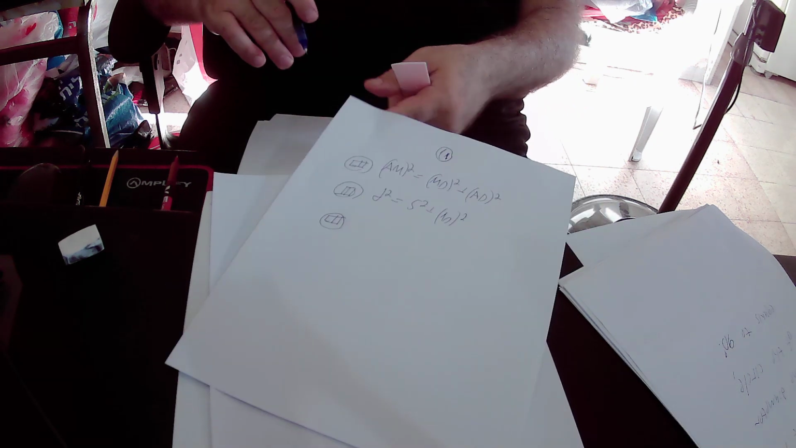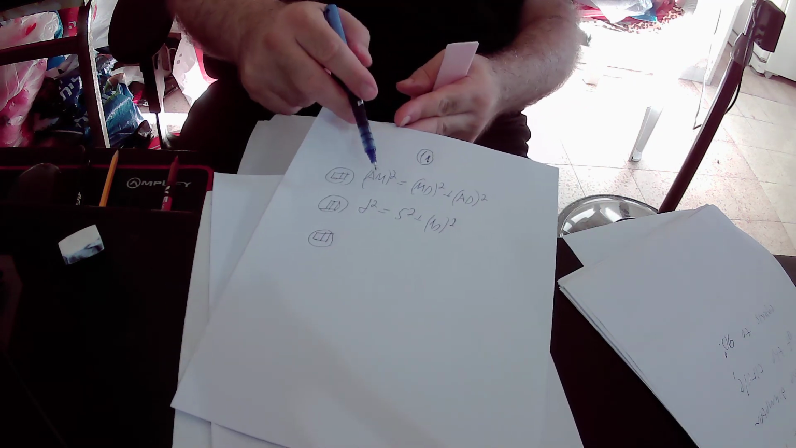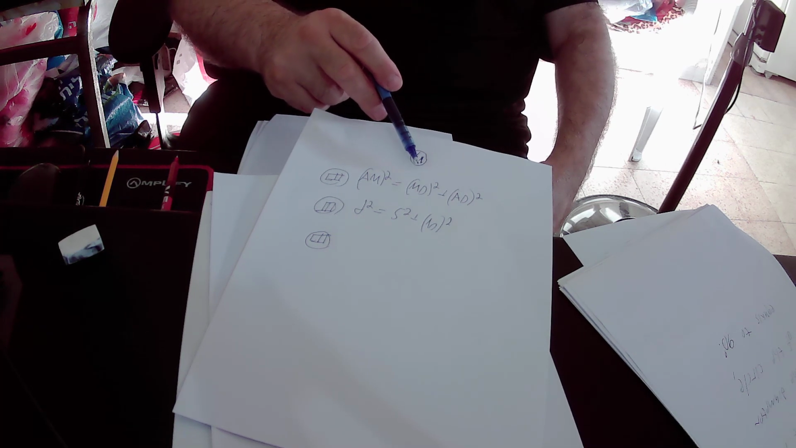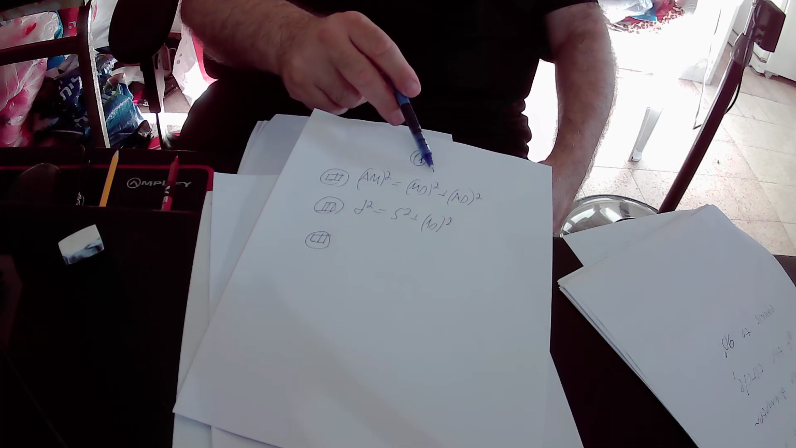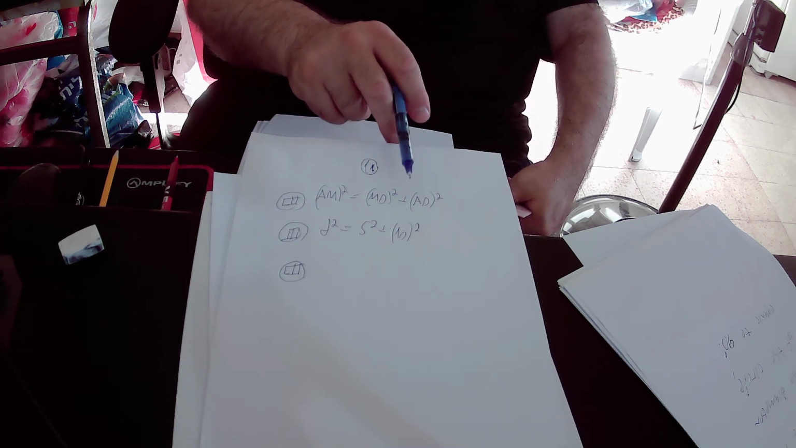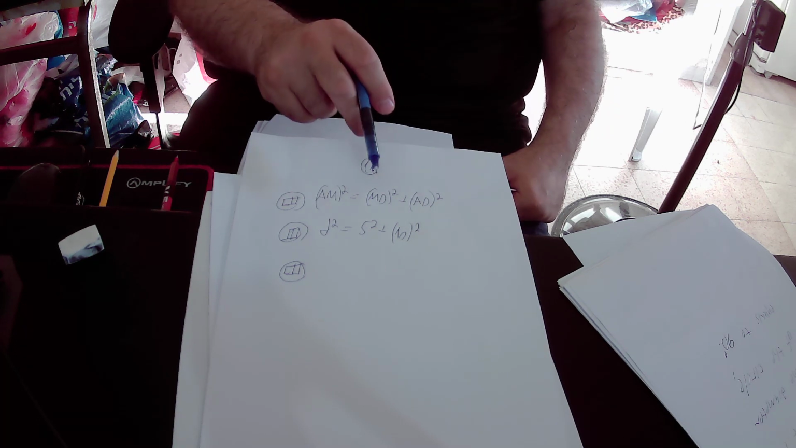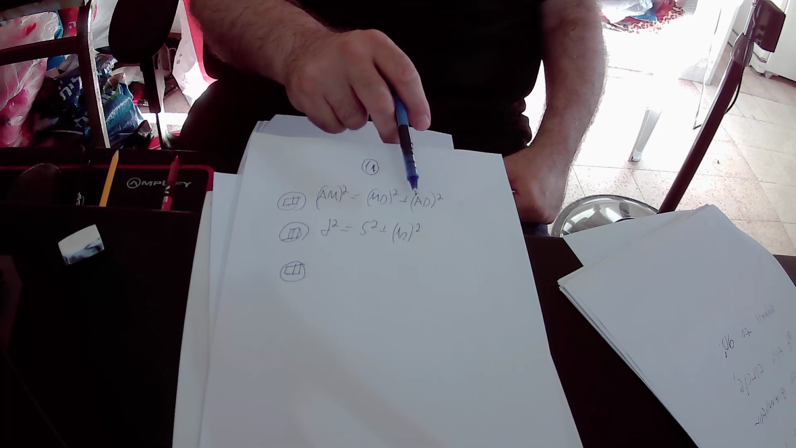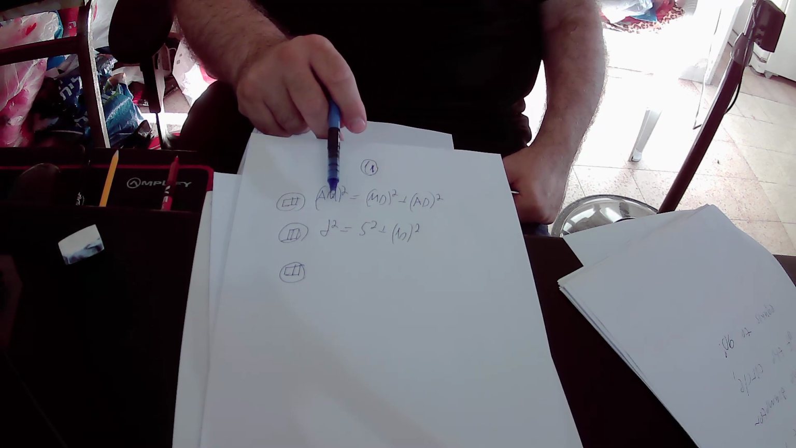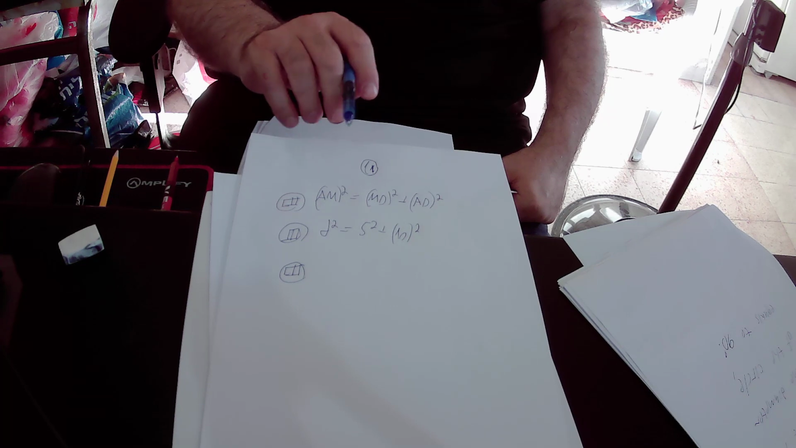We substituted MA by D, so MA square is D square. We substituted MD by 5, so MD square equals 5 square. And we substituted AD by 10, so AD square equals 10 square. 5 square is 25 and 10 square is 100. So in total we will get that D square equals 125.